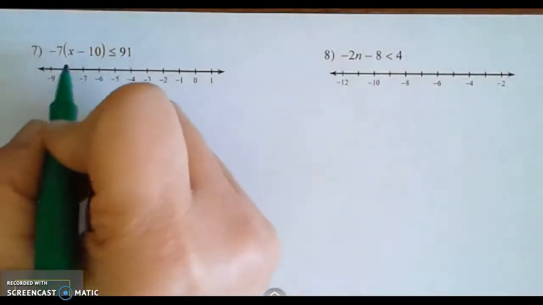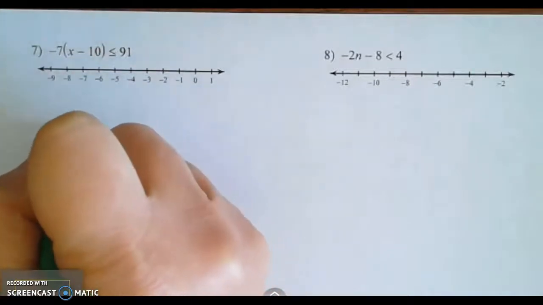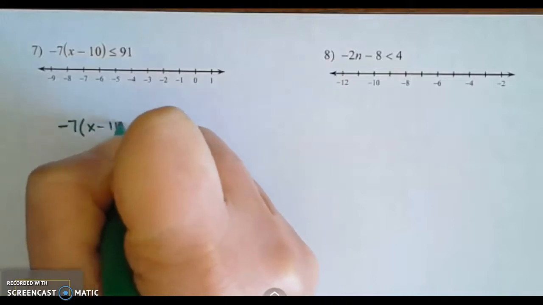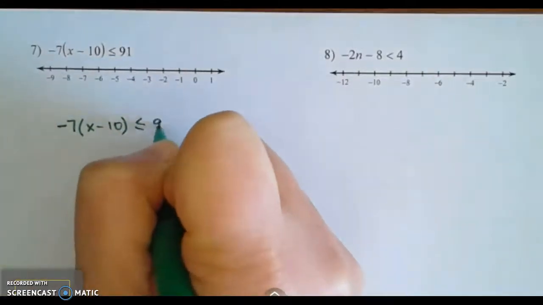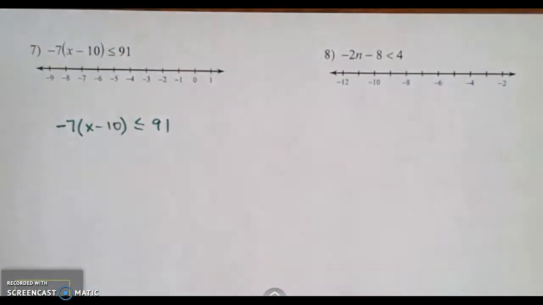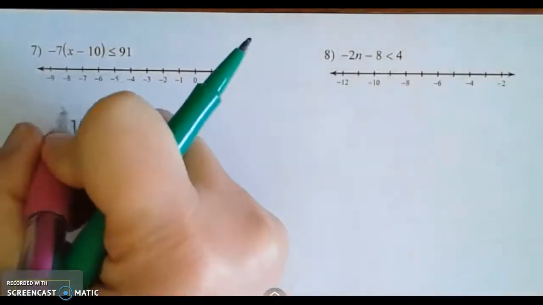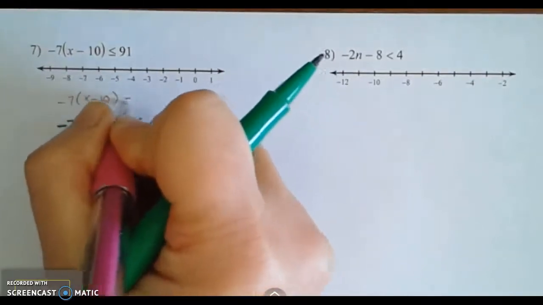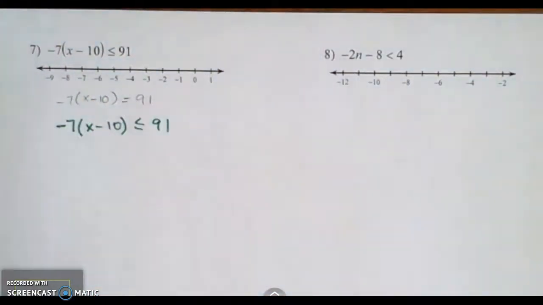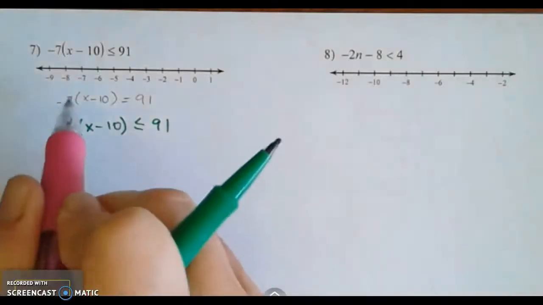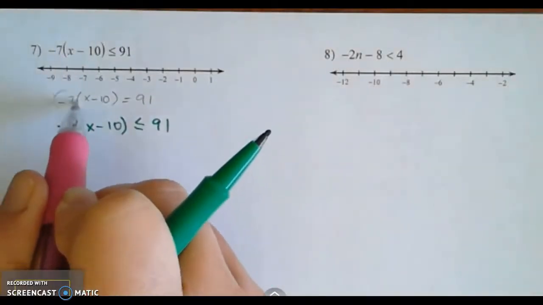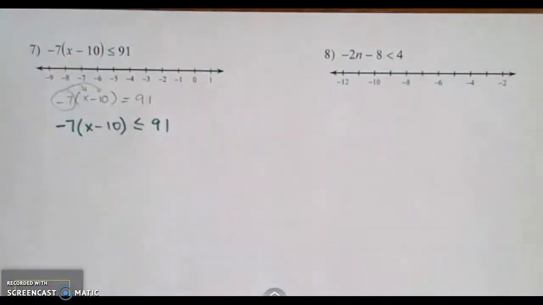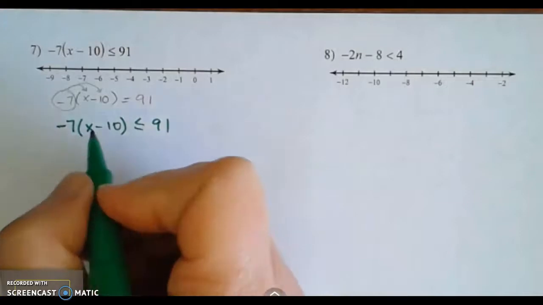Alright, so the first thing I need to do is to solve. So I'm going to copy the question down. -7 parenthesis x minus 10 is less than or equal to 91. Okay? What would you do if you had -7 parenthesis x minus 10 is equal to 91? How would you solve this? What's the first step you would do? You would multiply -7 to each of the terms inside by distributing, right? So you actually do the same thing here.